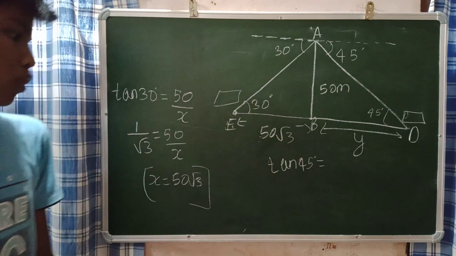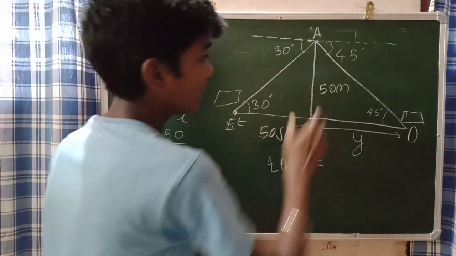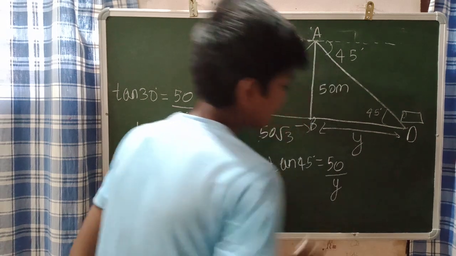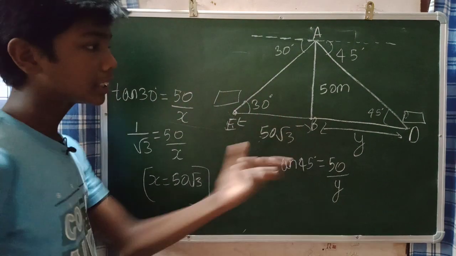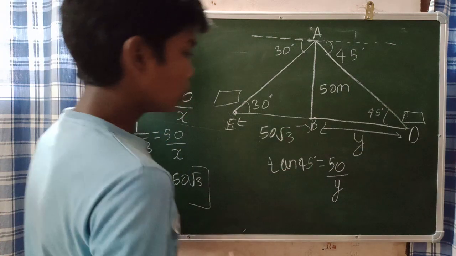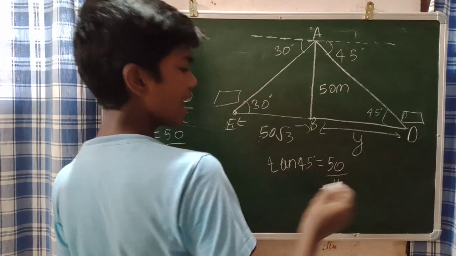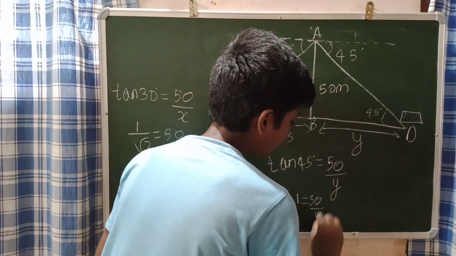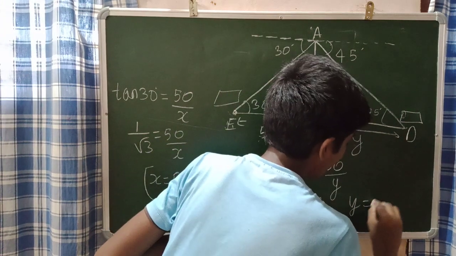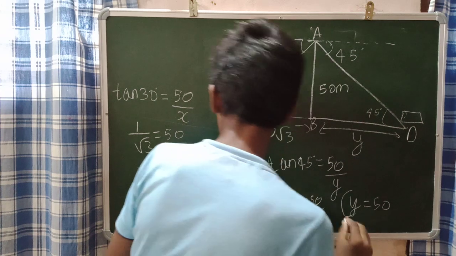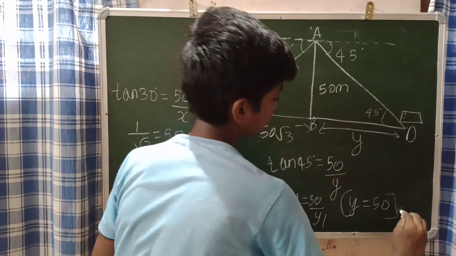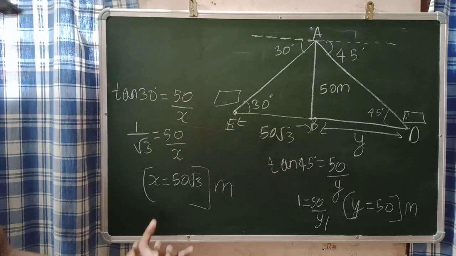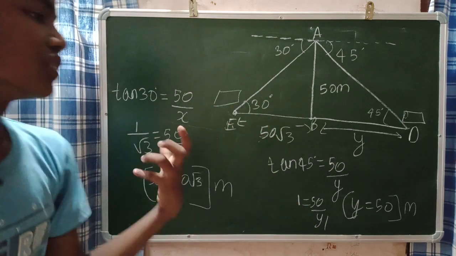Okay? So what is the value of tan of 45 degree? Opposite by adjacent. Your opposite is 50, adjacent is y. That means the distance between your tower and car 2. Tan of 45 degree is nothing but 1. So 1 is equal to 50 by y. If 1 is equal to 50 by y, then y will be nothing but 50 meter. Here also meter. Now we have found the value of x, that is 50 root 3, and we have found the value of y, that is 50 meter.